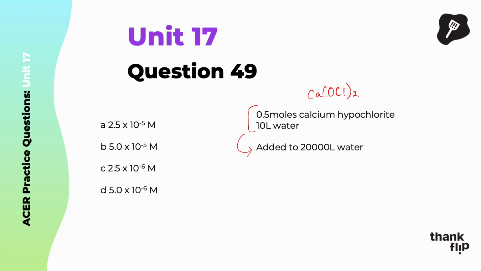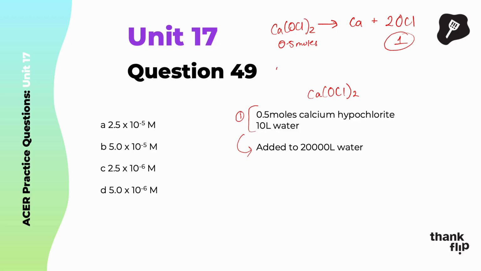Okay, so let's start off by figuring out the concentration of hypochlorite ions in this initial little bit here, because that's what it's asking. It's asking about the concentration of hypochlorite ions. So when it dissociates, it's going to become Ca2+ plus 2OCl-. So you have 0.5 moles here is going to create 1 mole of hypochlorite ions.